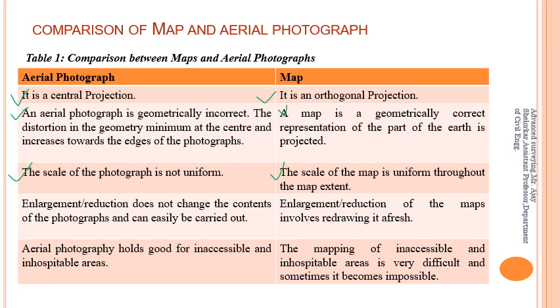Enlargement or reduction does not change the content of the photographs and can easily be carried out. Enlargement or reduction of a map involves redrawing it afresh. Aerial photography holds good for inaccessible and inhospitable areas. The mapping of inaccessible and inhospitable areas is very difficult and sometimes it becomes impossible.